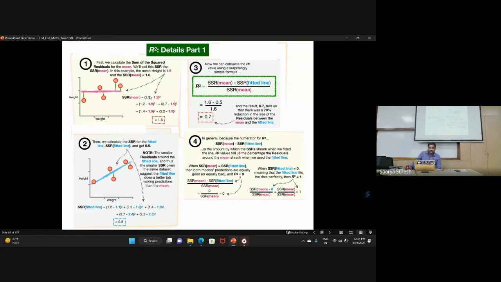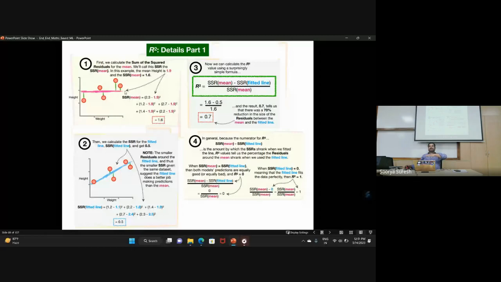What does this tell? See here, the R square value tells us the percentage of error around the mean that shrank when we use the fitted line. So how much we are able to reduce here, because we are using mean minus fitted line, so this is a positive value. Obviously, how much the error got reduced from the mean to the fitted line is what the measurement is. This mean is constant for any data, so I can compute the mean and then find the difference.